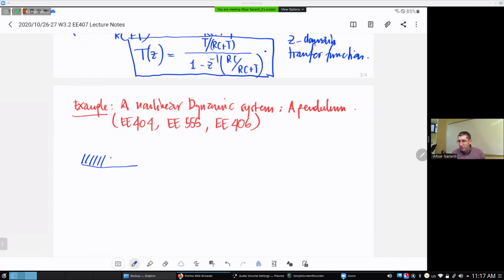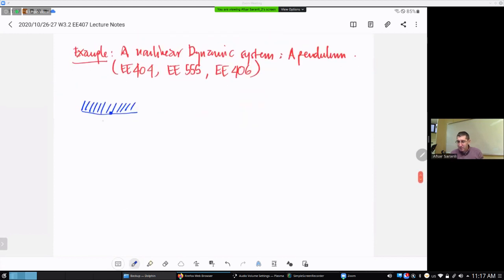We have a pendulum. Okay, let me try to draw it somewhat meaningfully. A mass is being suspended from a rigid wall. There is a rod of length L. It's not flexible, so its length is constant. So we have the angle theta from the vertical, and we want to develop a differential equation model of the system. We have gravity acting on the mass, mg.